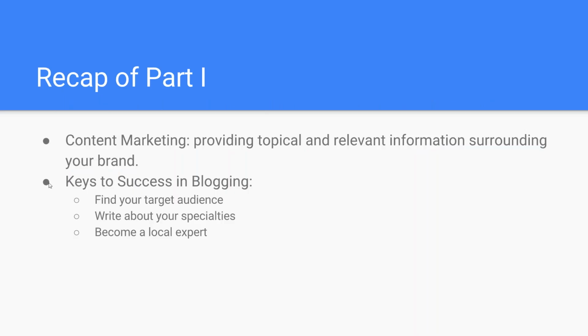Okay, so we're going to start by recapping part one just a little bit. So we learned that content marketing, which is providing topical and relevant information surrounding your brand, is really important, and it's very important for lead generation and for building your brand. So we talked about finding your target market and aligning your blog topics to that audience. And the overall takeaway from part one of the series is that your blog needs to reflect your skills, your specialties, and needs to set you apart as a local expert for your area.